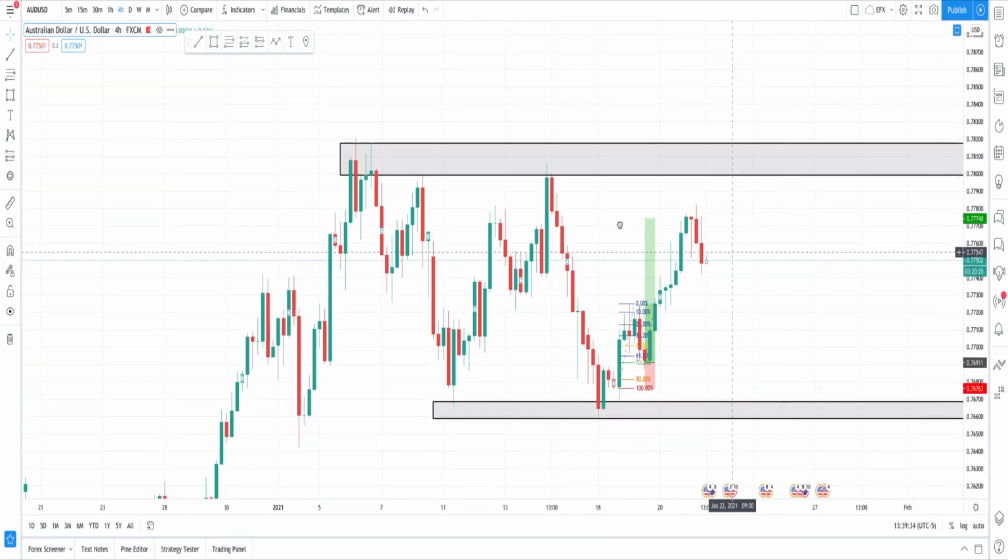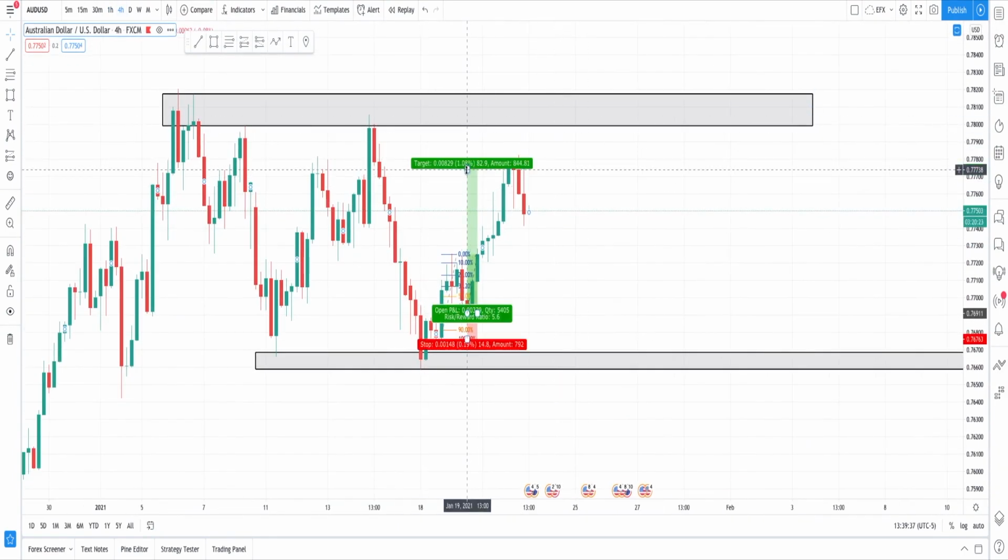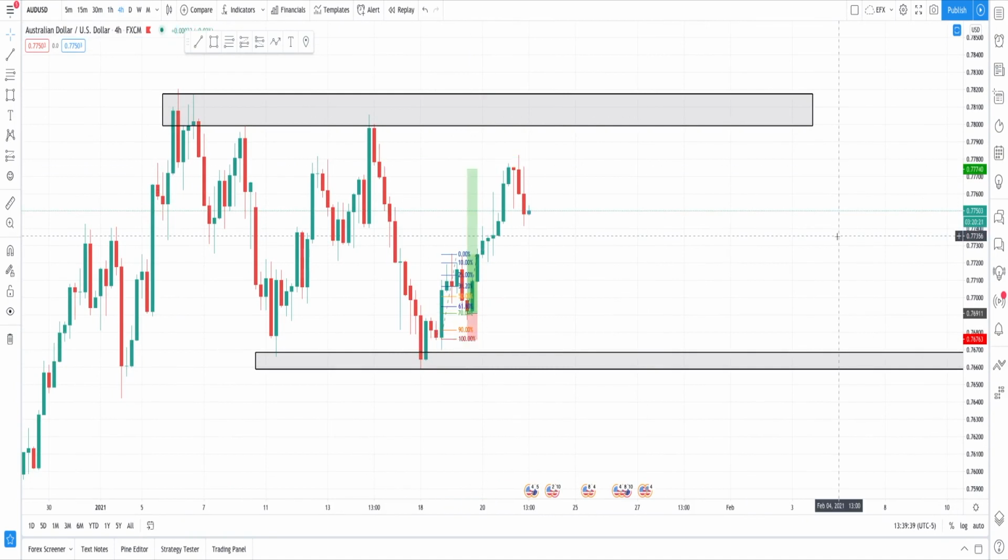And that's it. Great trade for the day. 60 pips a day, catching it every day. That's a lot. You don't even have to catch it every day.